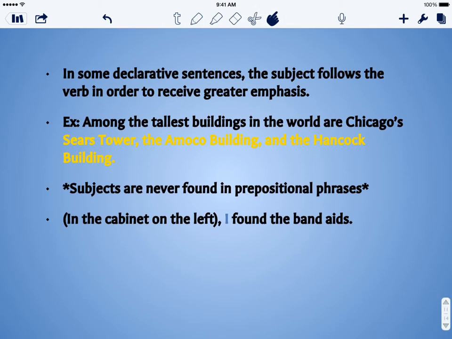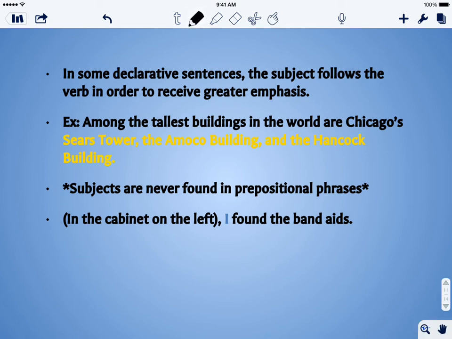In some declarative sentences, the subject follows the verb in order to receive greater emphasis. So in this sentence, your subject is Sears Tower, Amica Building, and the Hancock Building, and they are among the tallest buildings in the world.